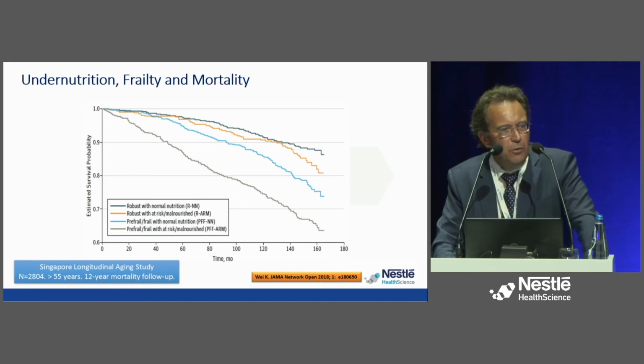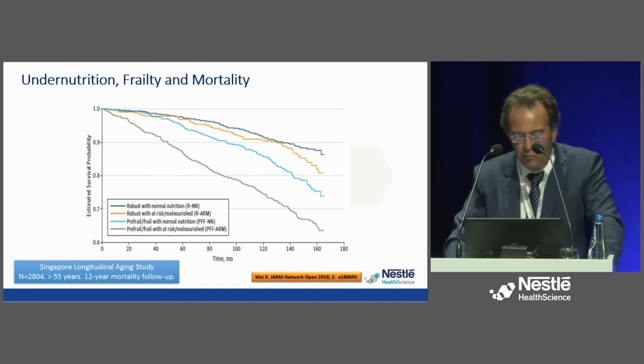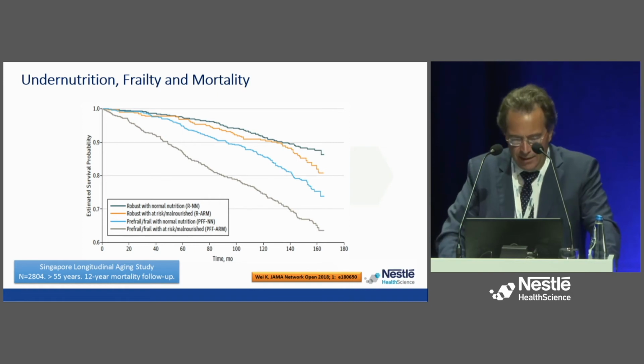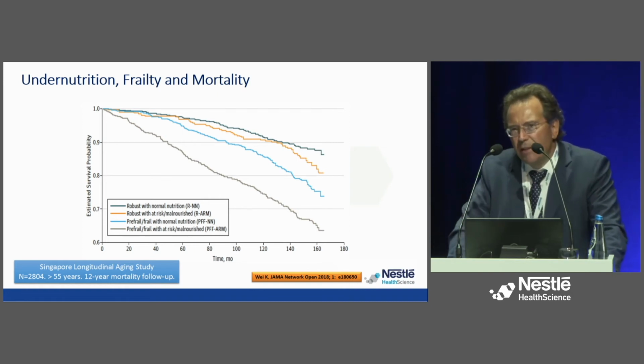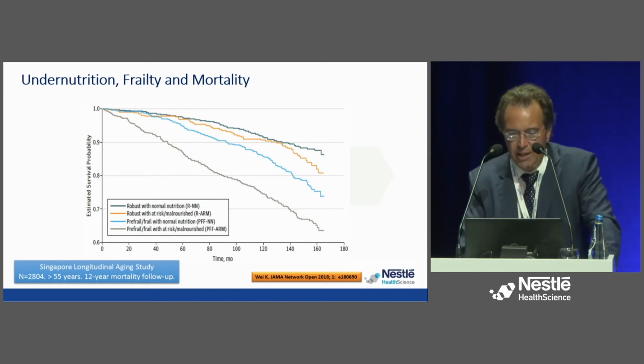And if you can make mind of what I said in my first slide, I presented this figure that presents the relationship between undernutrition, frailty, and mortality from the Singapore Longitudinal Aging Study.